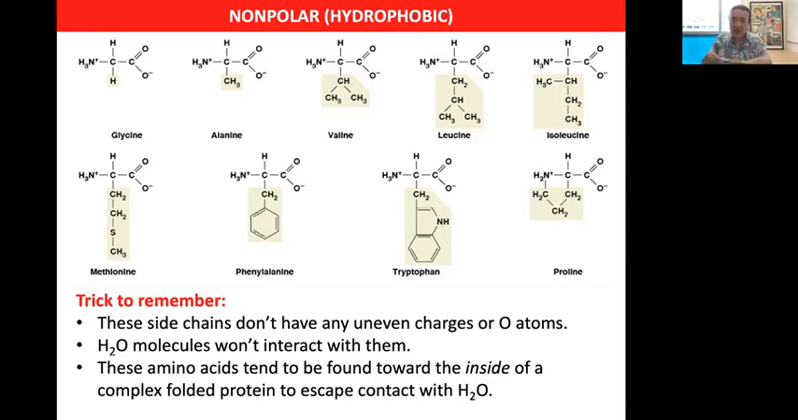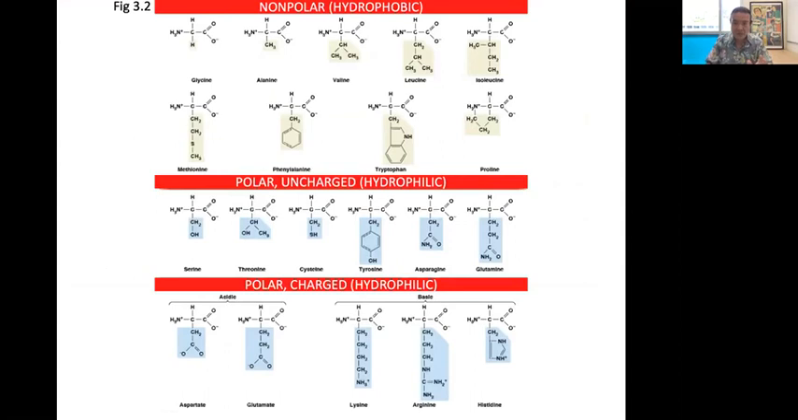That means if you have a long chain of these amino acids together, if some of them are hydrophobic, then those parts of the chain tend to be shoved away by the water molecules that are surrounding them, because remember, this is all taking place inside water in your cell. These amino acids then would tend to fold toward the inside of a complex folded protein, because the water molecules just keep shoving them in there. So these are nonpolar because they don't have a charge and they're hydrophobic.